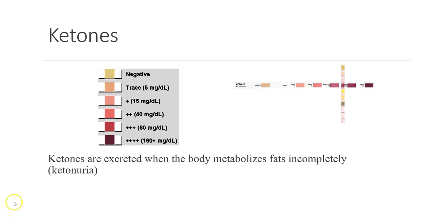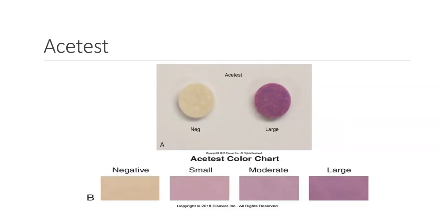So here's an example of the different reactions that may be obtained on the ketone pad, and it goes from negative to this deep dark purple. So again, ketones are excreted when the body metabolizes fat incompletely, and the ketones then exceed the threshold of reabsorption, and they will be present in your urine. In the past, when we had a positive ketones, we would do the acid test, and the acid test is no longer routinely performed. It detects ketones, and the advantage of the tablet test is the flexibility of specimen type. This can be used on urine, serum, plasma, or whole blood.